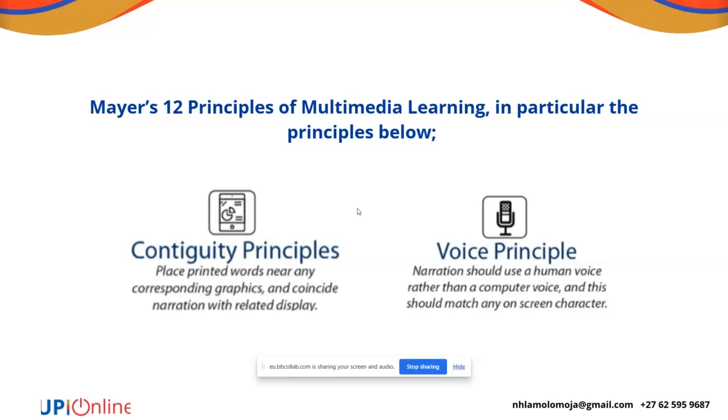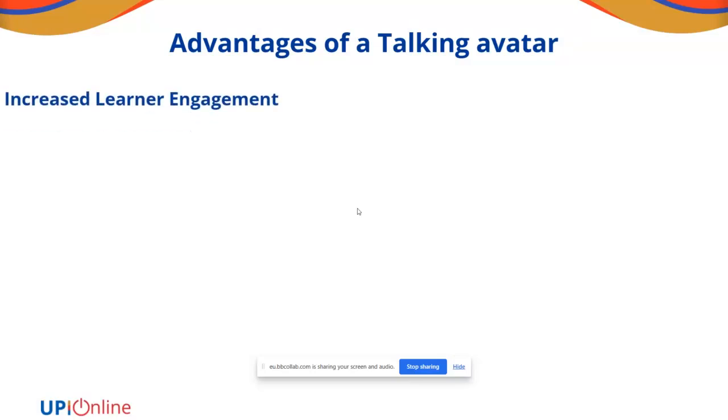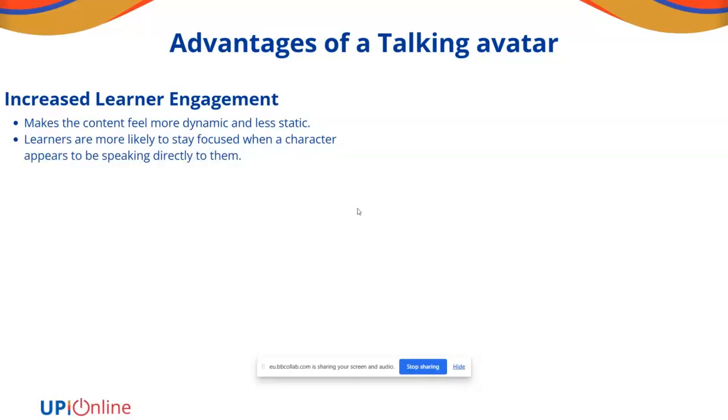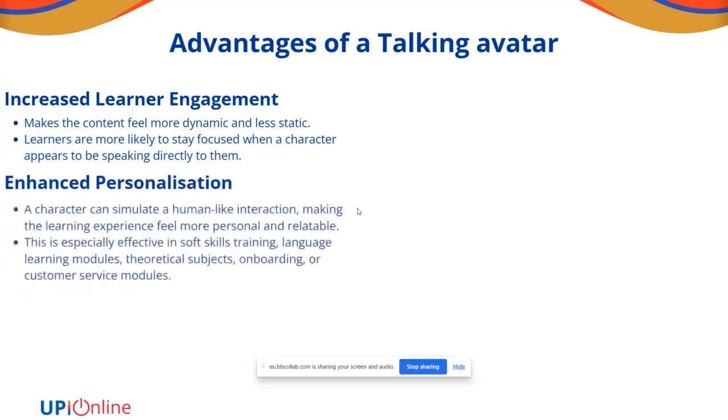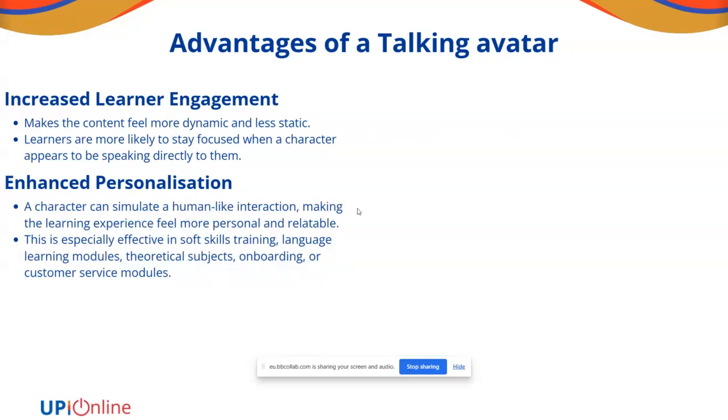And then you might ask yourself, why would I want to have an avatar whereas I can just have a voice over and my text on the screen? Well, there's a couple of advantages here that I have highlighted, and number one is that it increases learner engagement, in the sense that it makes the content more dynamic and less static. So learners are more likely to stay focused on a character, as a character appears to be speaking directly to them. And another thing, it enhances personalization. A character can simulate a human-like interaction, making the learning experience feel more personal and relatable.